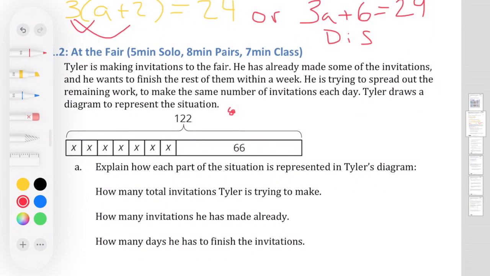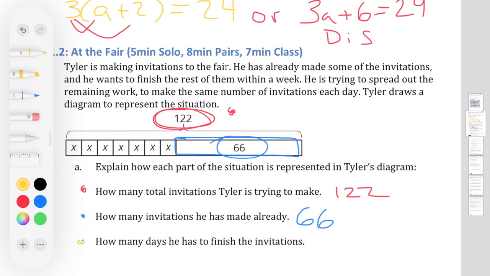We'll explain how each part of the situation is represented in Tyler's diagram. Well, we need to look at how many total invitations Tyler is trying to make. Well, we have 122, because we could see that right there. Then we look at how many invitations he has already made. Well, looking at this extra 66 right here, I'm going to say that he already made 66. And then how many days does he have to finish the invitations? Well, if he wants to use a full calendar week, it should be 7 days, and we could check our x's here.